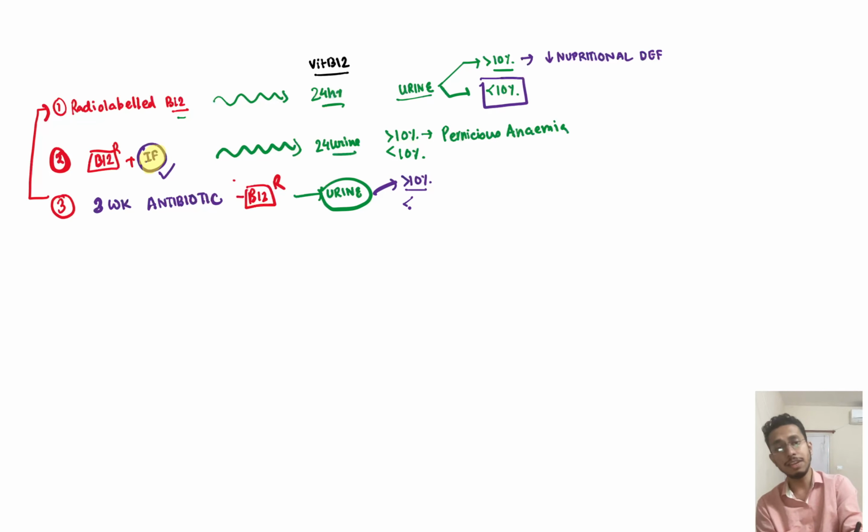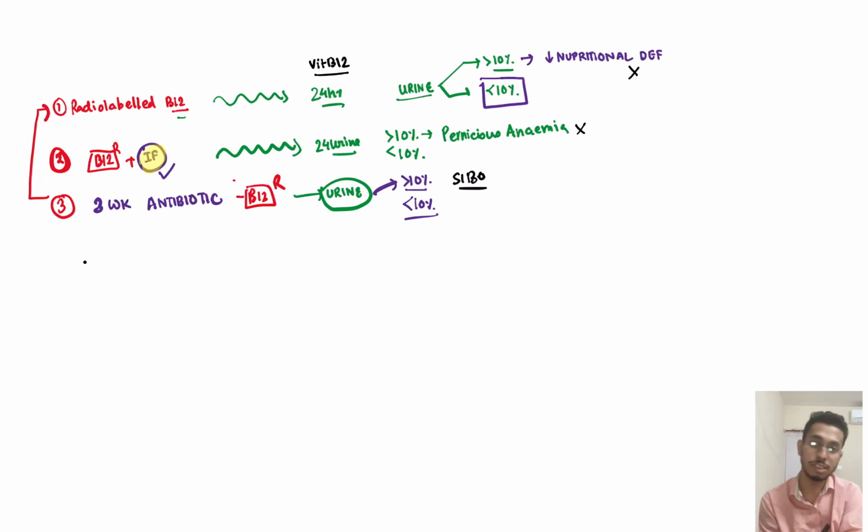Alright. Now, again if it comes less than 10%, we need to look for other etiologies. What are the other etiologies apart from nutritional deficiency, pernicious anemia or small intestinal bacterial overgrowth? We need to look for pancreatic insufficiency as well as malabsorption syndrome. Okay. So, this is the basic of the Schilling test, which helps to identify the etiology behind B12 deficiency.